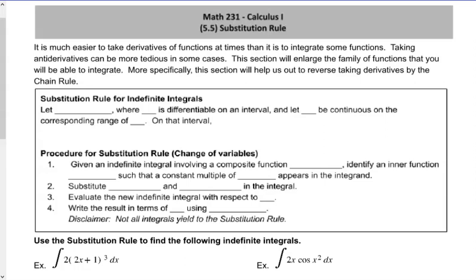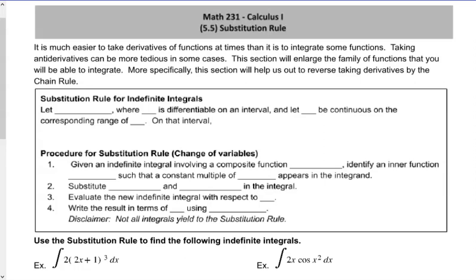On to section 5.5, which is our last section in chapter 5, our first little chapter on integration. The substitution rule is how we're going to end. It is much easier to take a derivative of many types of functions than it is to integrate some functions. So taking antiderivatives can be more tedious in some cases.